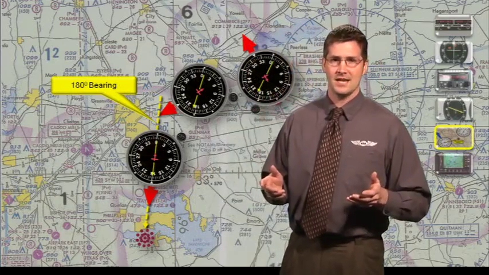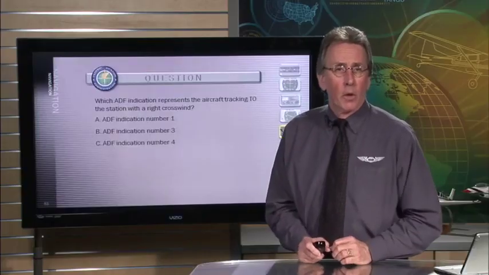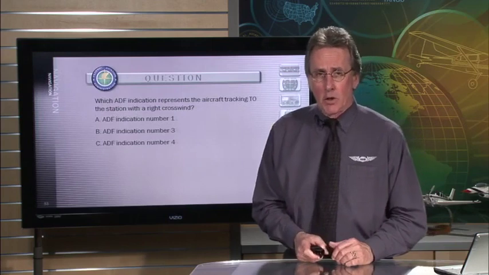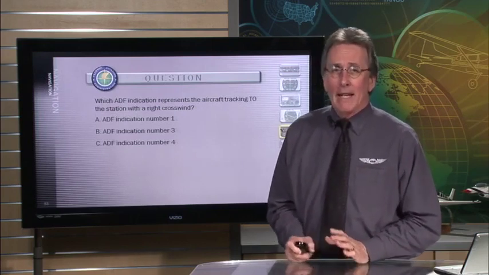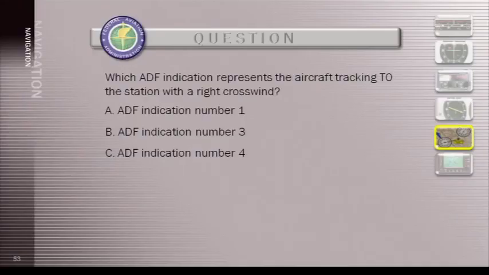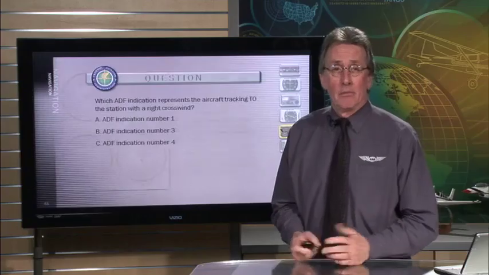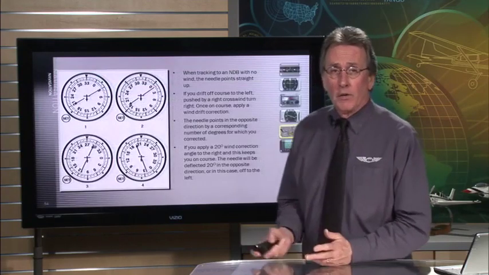Now, that ends our concepts on ADF and NDB navigation. Let's apply what we've learned to an FAA test question. Which ADF indication represents the aircraft tracking to the station with a right crosswind? A, B, or C? And here are the choices: 1, 2, 3, and 4.